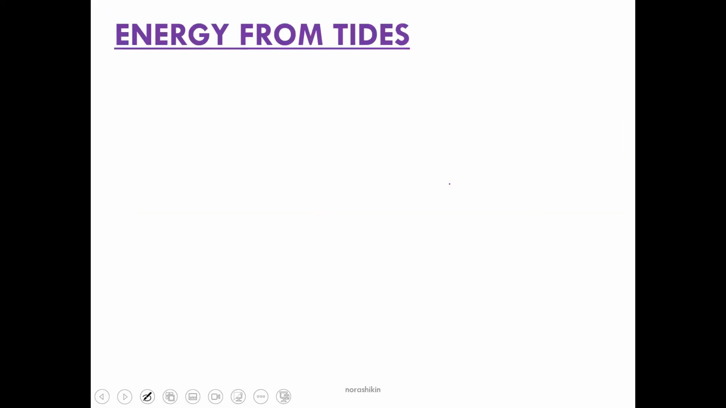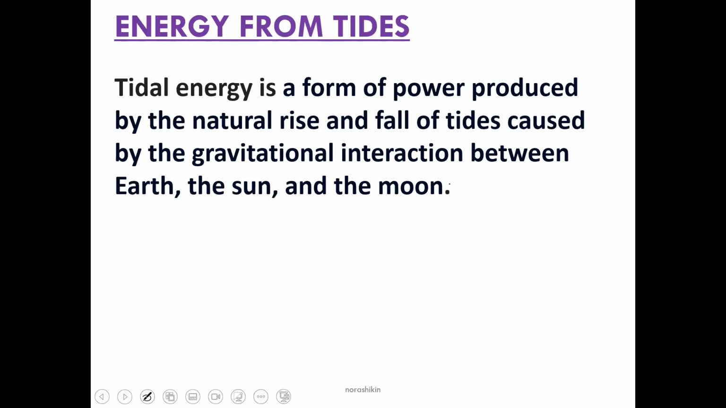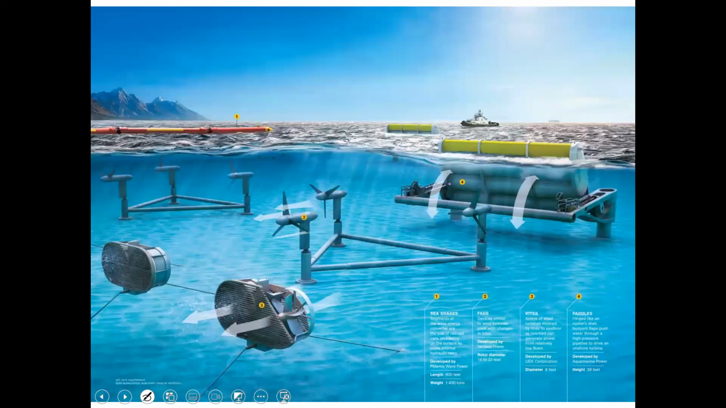Then give the heading energy from tides. Now, tidal energy is in form of a power produced by the natural rise and fall of tides. These are called the tidal barrages. These are called the tidal system. These water waves go up and down, and we use them to generate electricity.